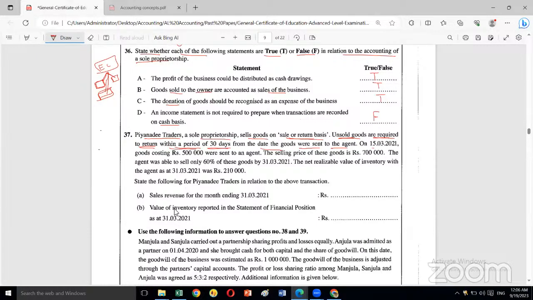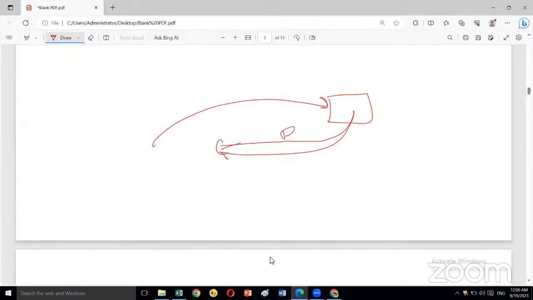On 15/3/2021, goods costing 500,000 were sent to an agent. The selling price of the goods is 700,000. That means I gave 500,000 worth of goods at cost to that agent, that trader. I know the cost, but will I sell it for cost? No, I will keep a profit and sell it to the trader. The cost is now how much? 500. The selling price is how much?